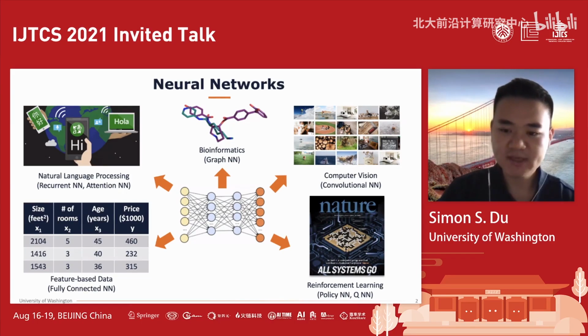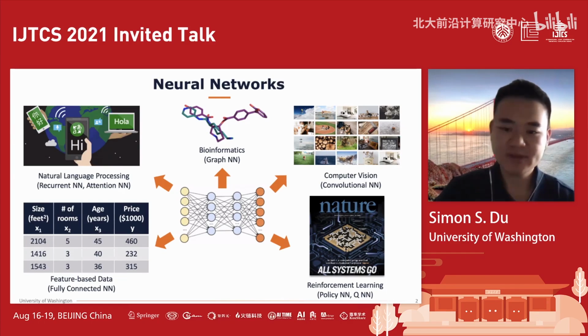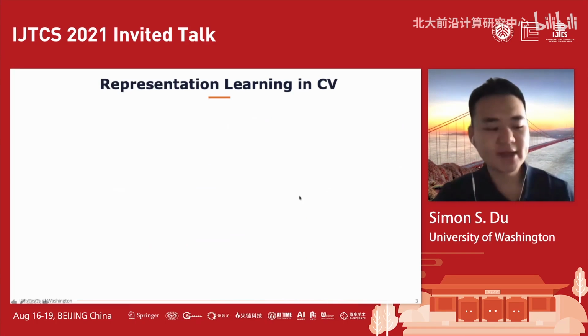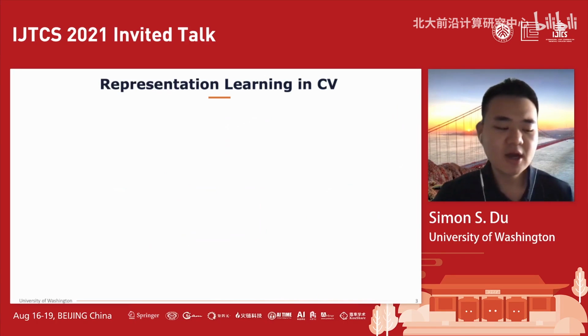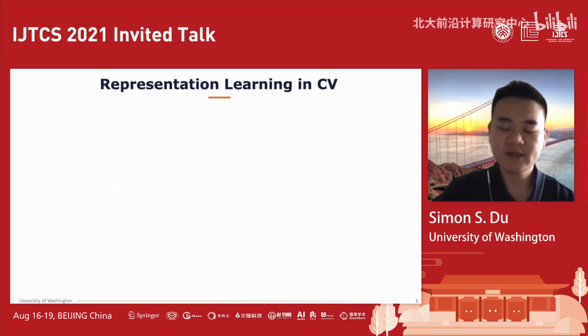So we all know that neural networks have been very popular in all these kinds of applications. Today I'll focus on one particular usage of neural networks, or generally a particular paradigm in machine learning, which is called representation learning. I'll give you a concrete example to show how representation learning works and why it's very powerful in a computer vision task.